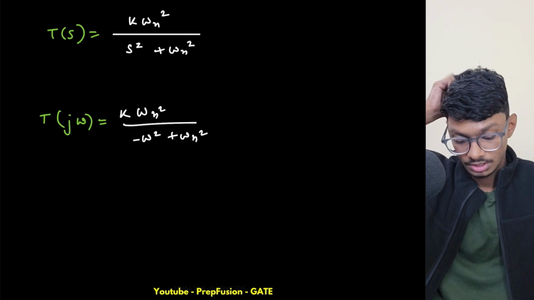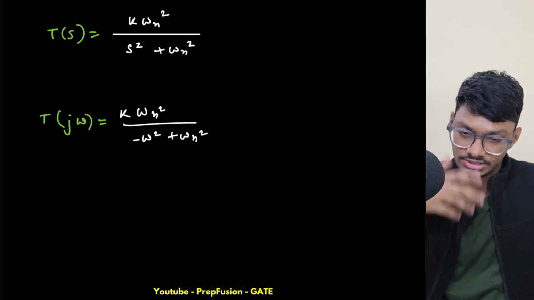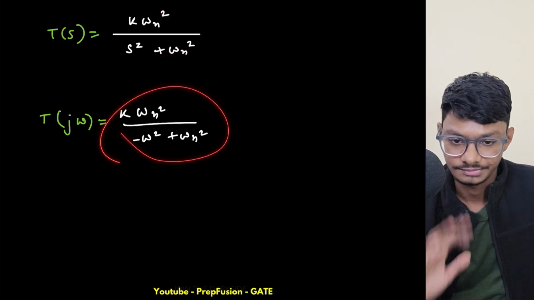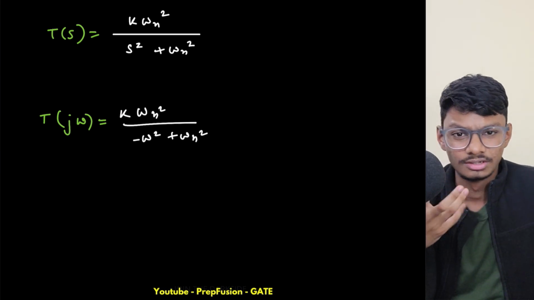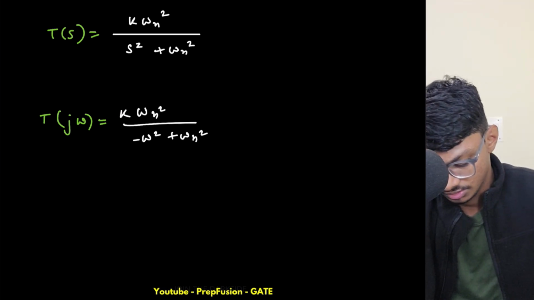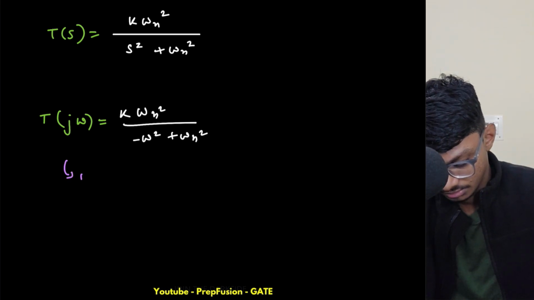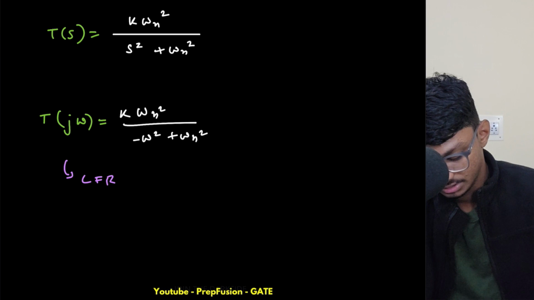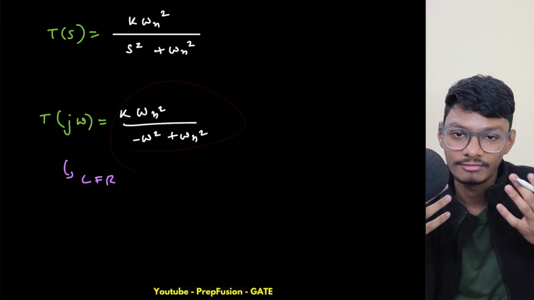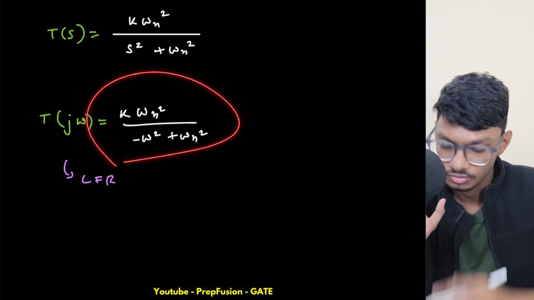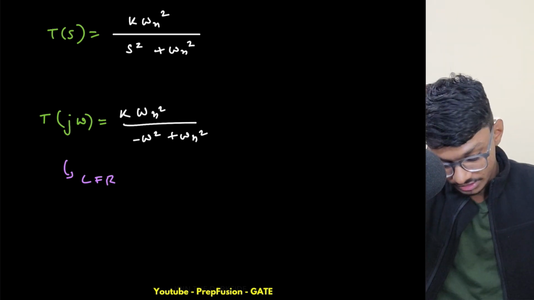omega n square. Okay, so this is what my T of S is. Like you replace S equals to j omega, frequency response, you get this. Now again the low frequency region and high frequency region. So low frequency region, let me just write here, we don't even have any imaginary term. This is totally real.